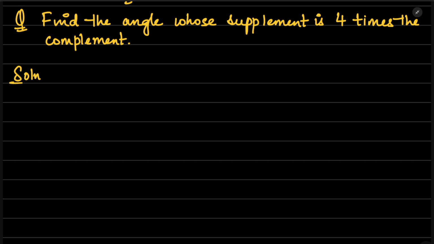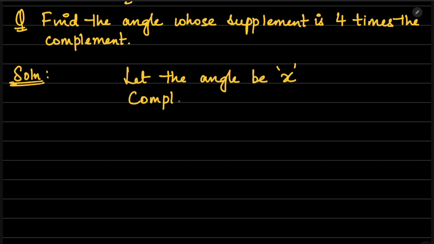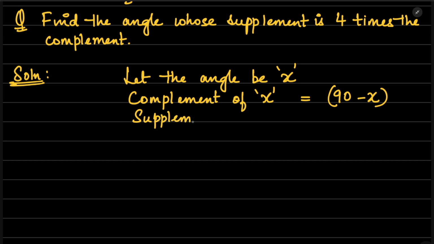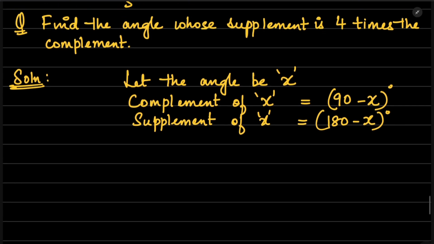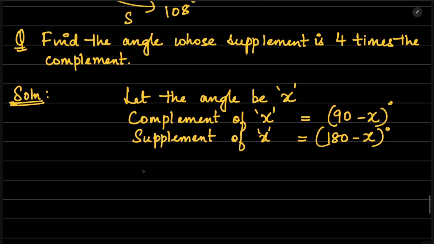So how should you start writing the solution? Always start by writing, let the angle be x. Okay, so what is the complement of x? Complement of x is nothing but 90 minus x. Supplement of x, because you have both the terms involved in the question, will be 180 minus x.